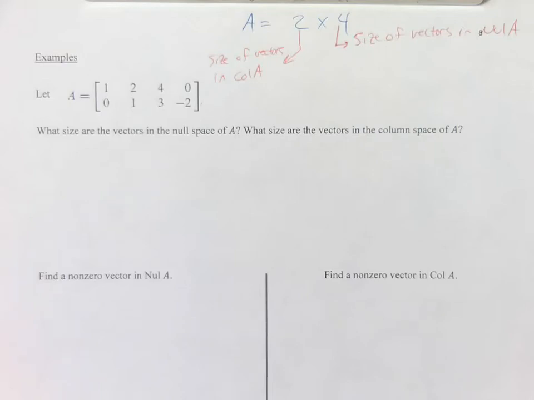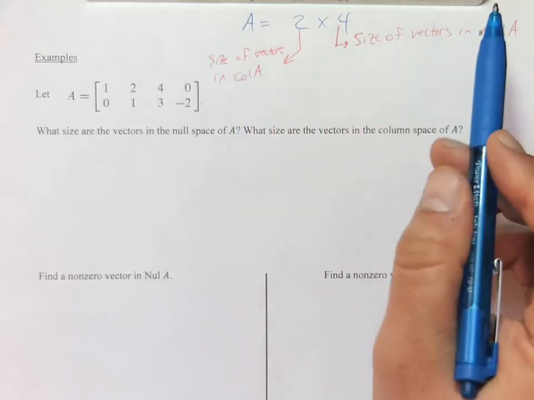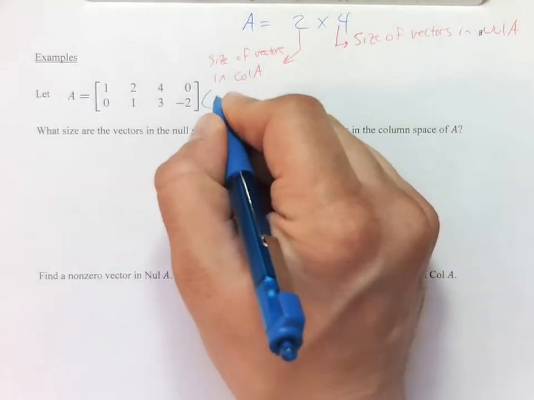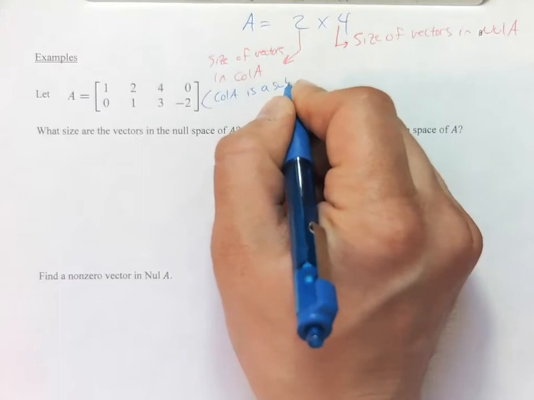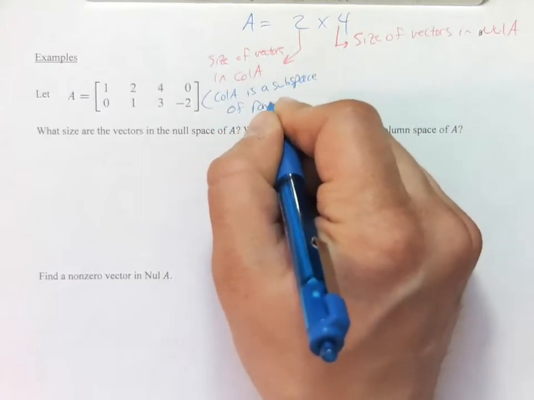And what we saw on the last couple pages was that the column space is a subspace of the range, and the null space is a subset of the domain. So I just want to add that note as well. So column space of A is a subspace of the range of A.